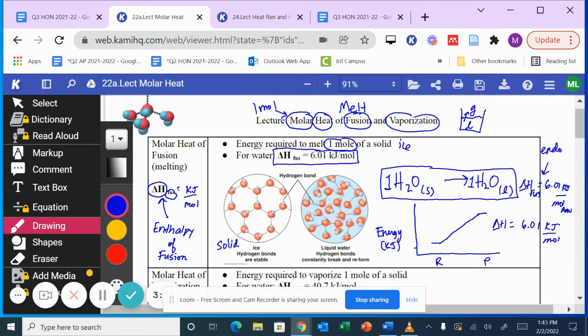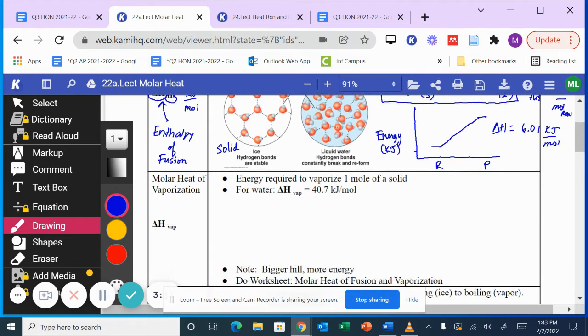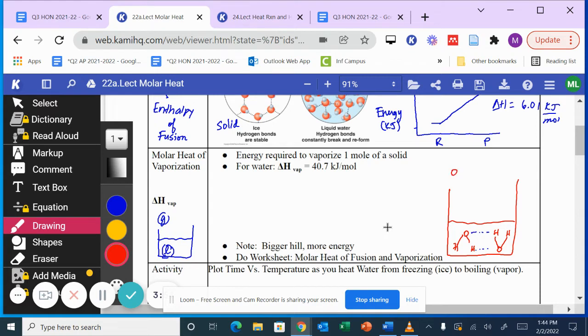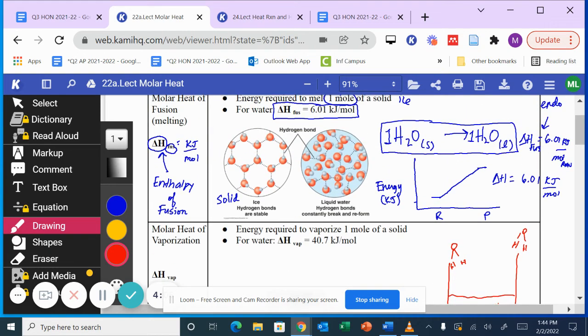Okay, so same idea for the molar heat of vaporization. This time you are now taking liquid, and you're breaking the hydrogen bonding. You're totally breaking it into gas. So if I were to draw it, let me draw it over here. You have HOH, HOH, and there's hydrogen bonding in between. And when they turn into a gas, the hydrogen bonding is totally gone. This is not hydrogen bonding with this H2O. So here, in melting, you're not breaking the hydrogen bonding. You're just weakening them so they can move past each other. But here, you're totally breaking it.